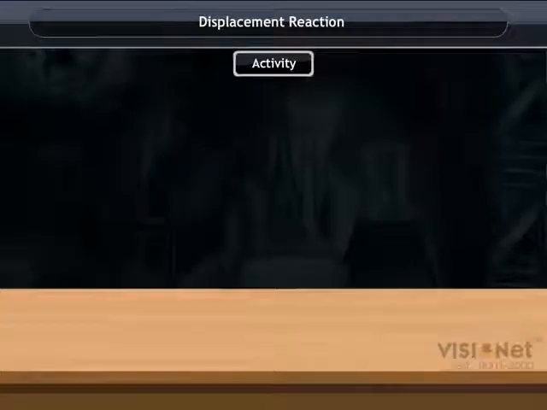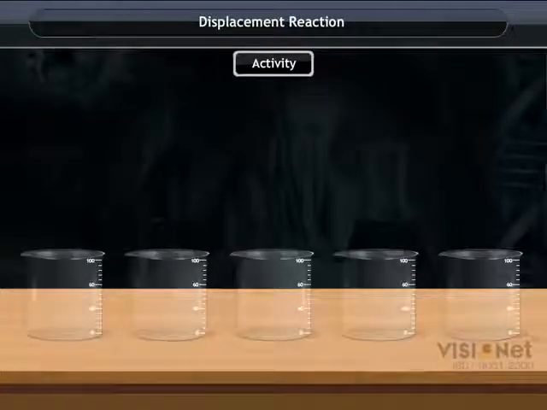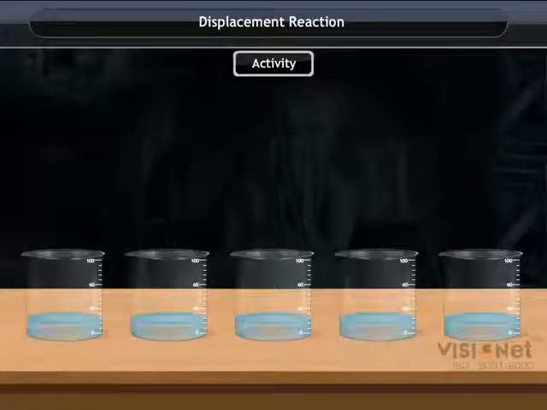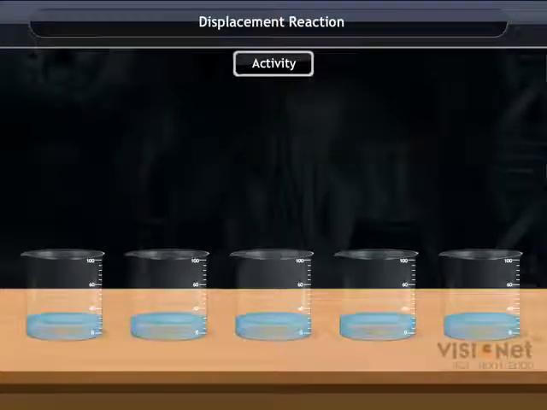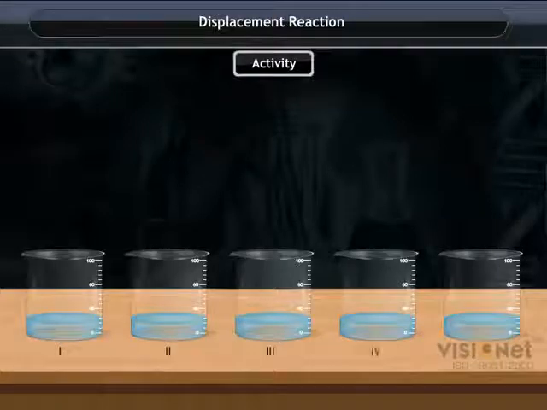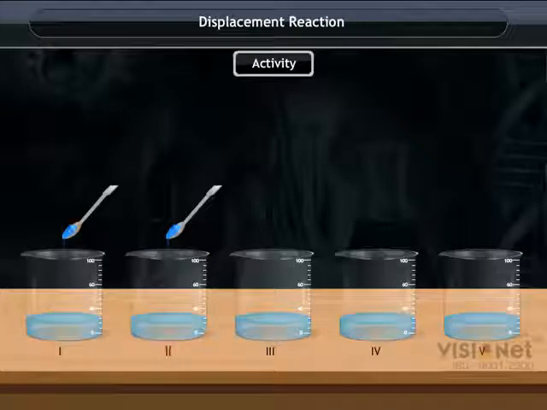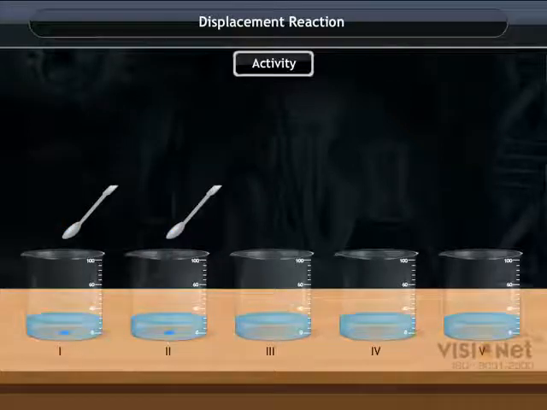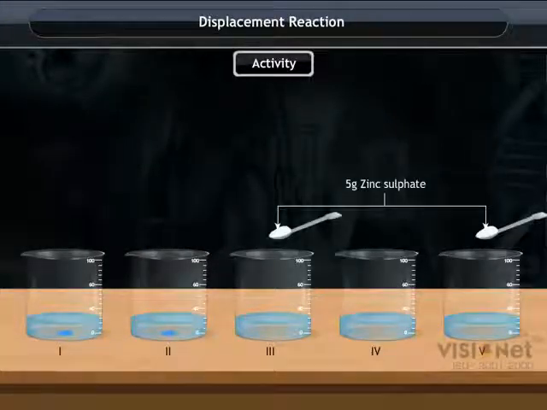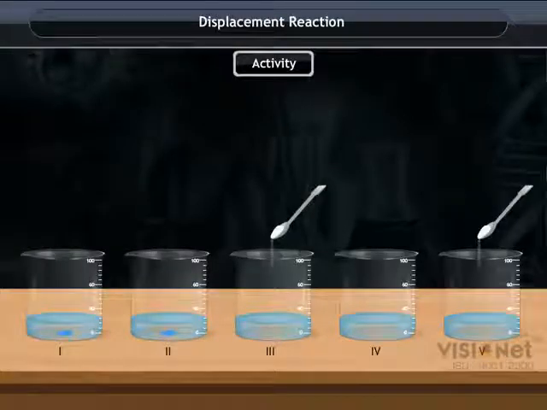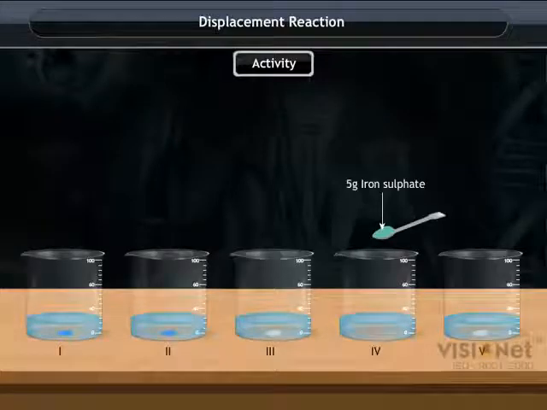Activity: take 500 milliliter beakers and add 20 milliliters of water in them. Label the beakers as 1, 2, 3, 4 and 5. Add 5 grams of copper sulfate to beakers 1 and 2, 5 grams of zinc sulfate to beakers 3 and 5, and 5 grams of iron sulfate to beaker 4.